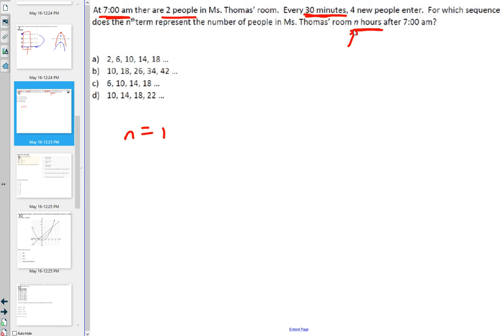So which one of these has us starting? Well, 2 people plus 8 is how many? 10. So it can only be then either B or D. Now, conveniently, even if you got that far, the other thing that was meant to trip you up is if you look at D, it's going up plus 4. But we don't want to go up plus 4. We want to go up plus 8. So B is the answer.